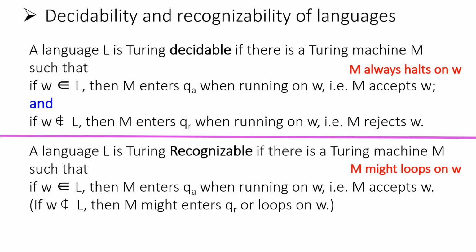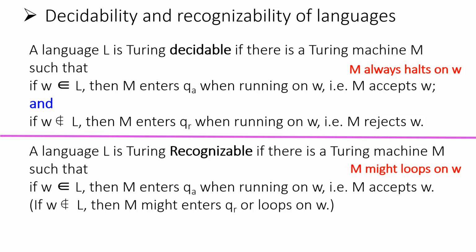Remember that both accept and reject states are halting states. Computation stops immediately after the machine enters either of these states. So for every possible input string W, M halts on it and distinguishes whether it is a member of L or not. M always gives the result. This is a nice property, but not all languages have this property.